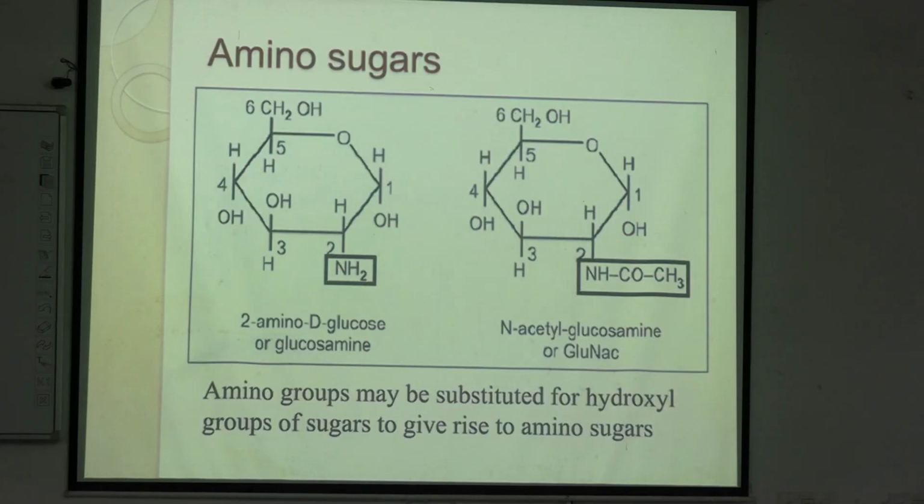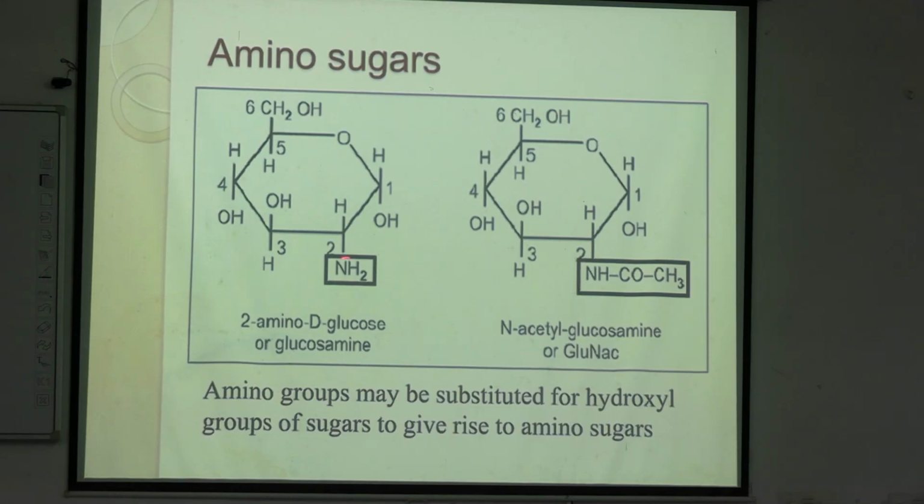Clear? Next, amino sugars. Now we are talking about the derivatives. Glycosides, they are derivatives. Esters, derivatives. Amino sugars, derivatives. What is amino sugar? If any hydroxyl group is exchanged by amino group, it will be known as amino sugar. Or any carbohydrate containing amino group in place of hydroxyl group will be known as amino sugar. Here, see, what is this structure?